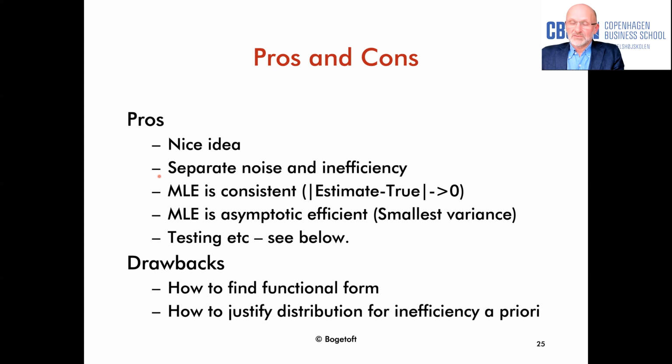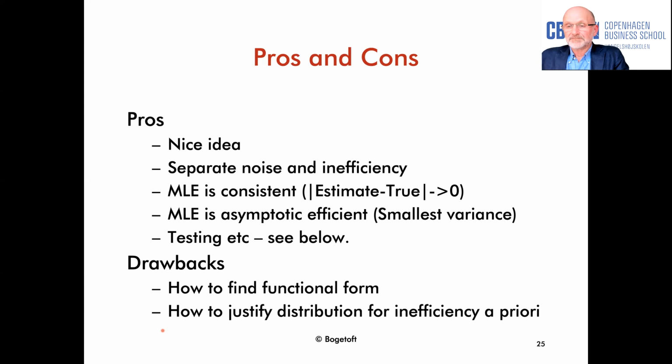But there are some drawbacks also. One is that we need to come up with a functional form to begin with, and we need to justify the distribution for the inefficiency a priori. And there's actually a third one I should have mentioned: sometimes it's really hard to solve the maximization problem, and it might not converge. The DEA will always generate results, but sometimes we cannot make these SFA models converge. That happens particularly if there's a lot of noise, so that the inefficiency part drowns in the general noise.